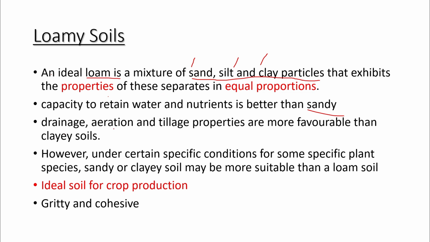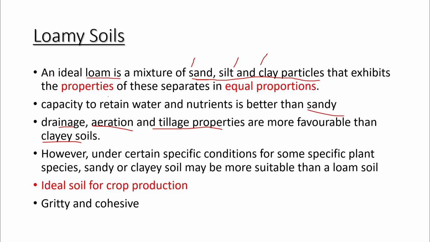The next, drainage, aeration, and tillage properties are more favorable than clay soil. So what is a feature of clay soil? It will be opposite to sandy soil. That means drainage and aeration are very low, it is very difficult for drainage and aeration through clay soil. And we can't do tillage easily in clay soil. Because loam soil contains sand, these properties are increased: drainage, aeration, and tillage. So when compared to clay soil, they have good drainage, aeration, and tillage property.